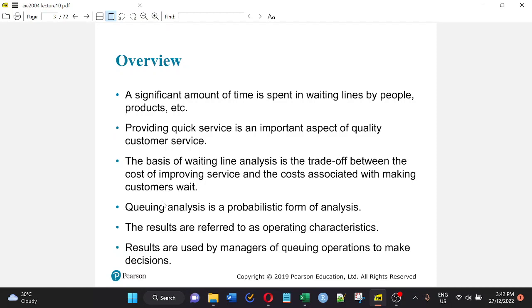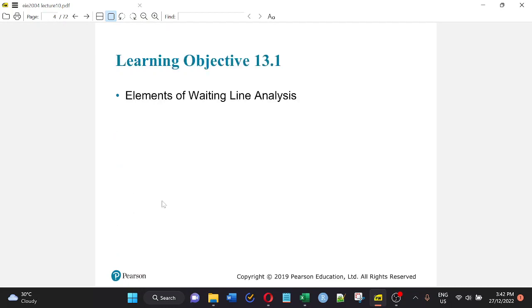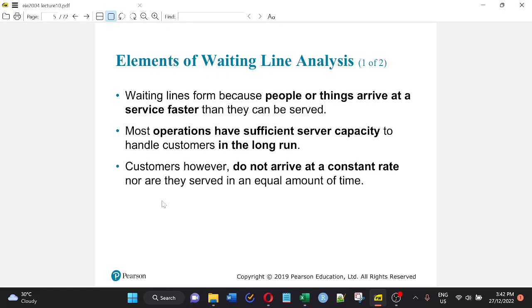So the results, or these operating characteristics, are used by the managers of queuing operations to make decisions: whether they want to increase the number of staff, which will involve some cost, or whether they want to add another counter, improve their services, and so on. Now let's look at some of the elements of waiting line analysis.